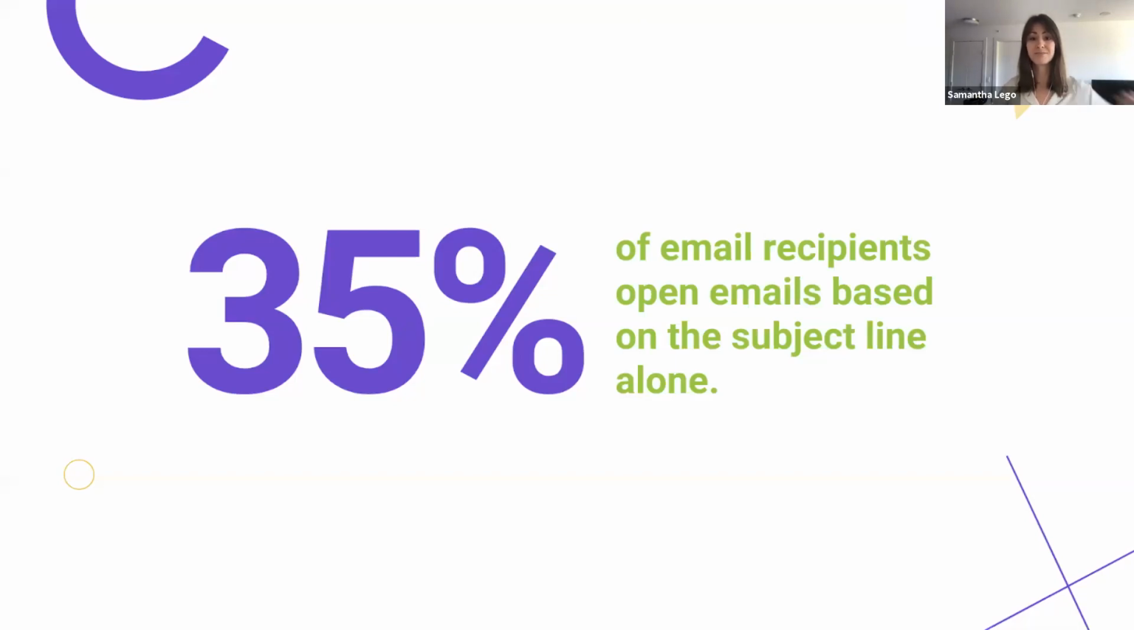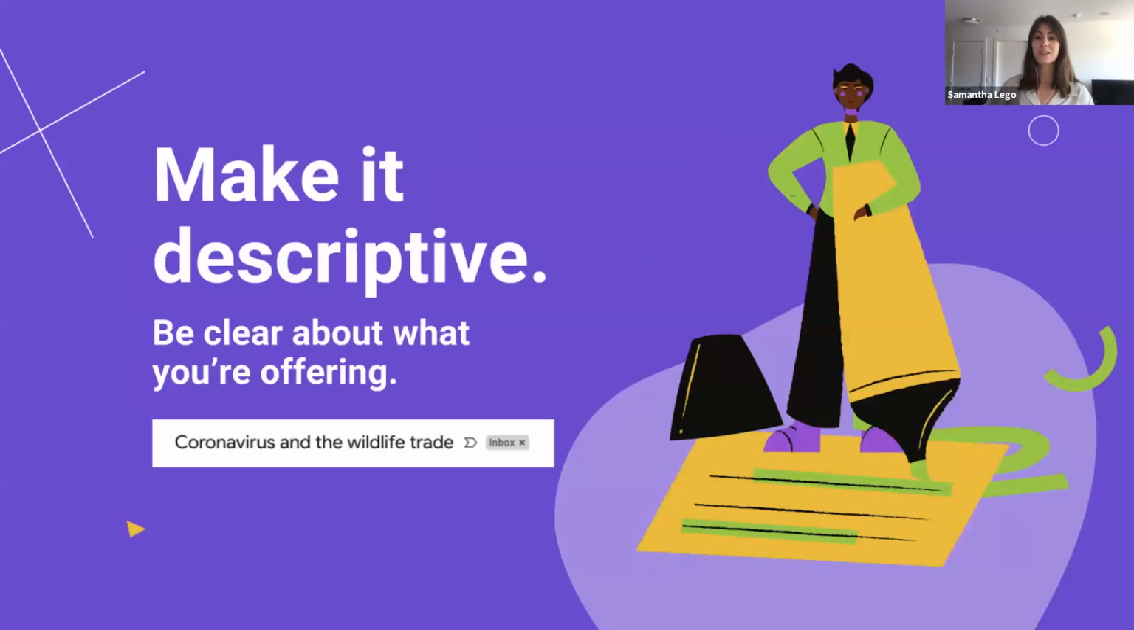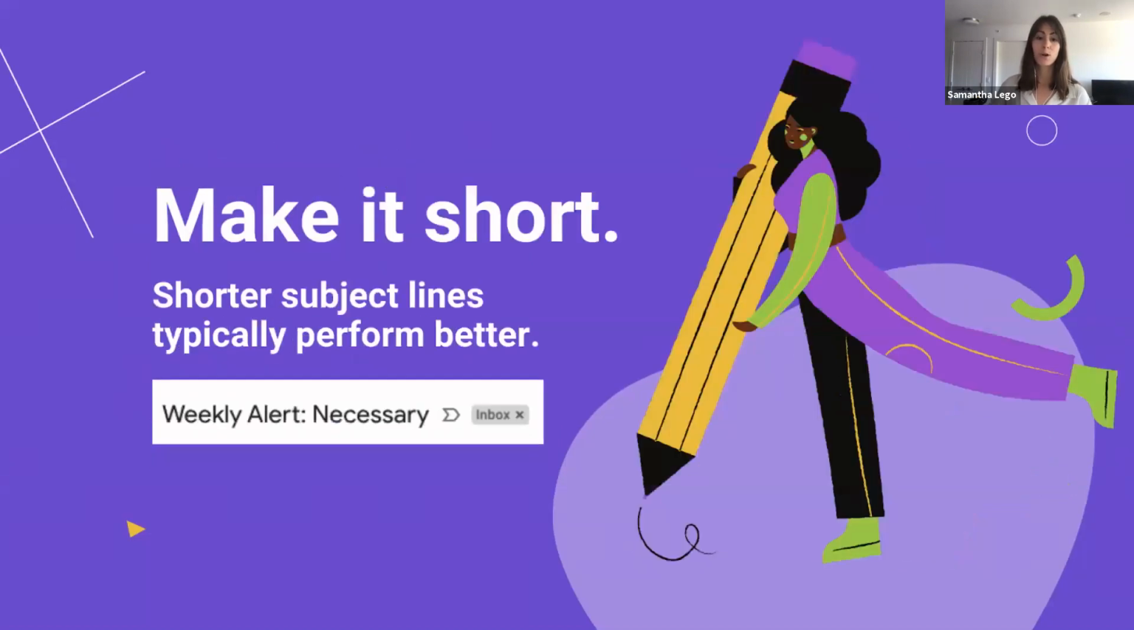No pressure. So here are some best practices for writing effective subject lines. And I know that they're effective because they worked on me. So make it descriptive. You want to be clear about what you're offering. Something that sounds too spammy can turn some people off entirely. You want to make it short. So shorter subject lines typically perform better than longer ones.